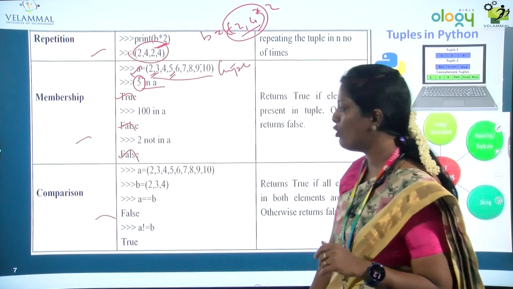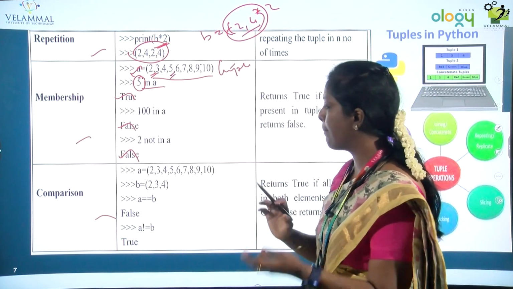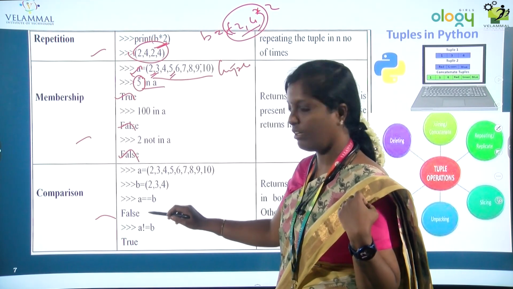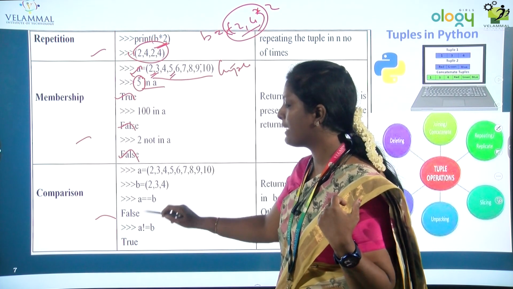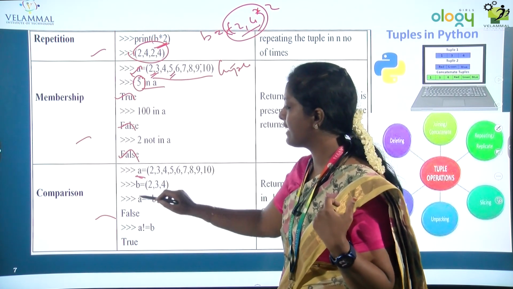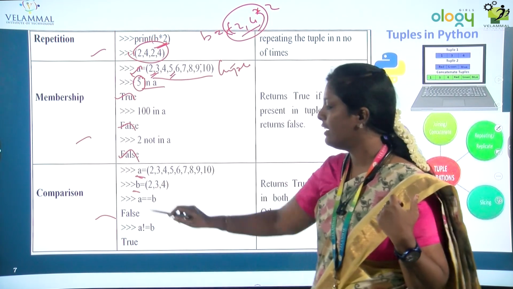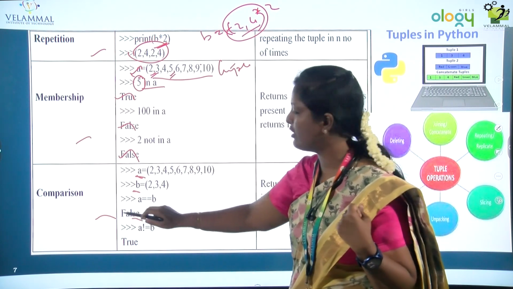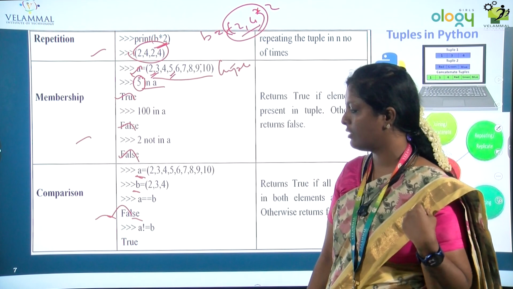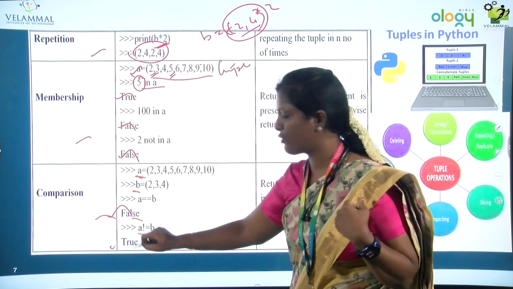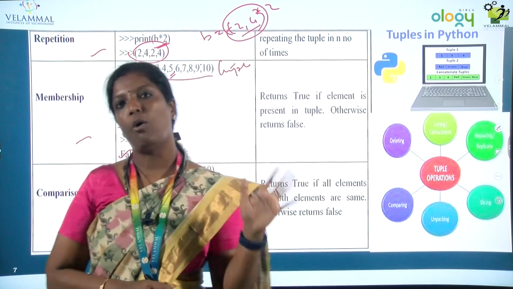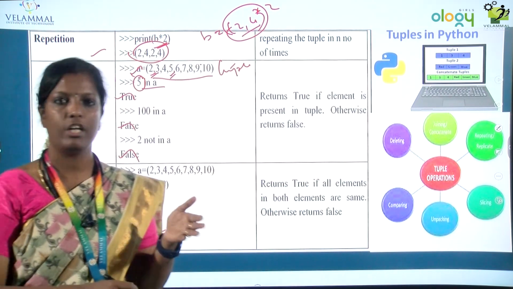Now let's come to the comparison operation. Let us compare. If the tuples are equal, then it's true. If they're not equal, it's false. A is declared like this, B is declared like this. It checks whether they are equal and gives a Boolean. No, it's not equal, so it's false. If it's equal, yes, it's true. So these are some of the main operations that can be done with your tuples.